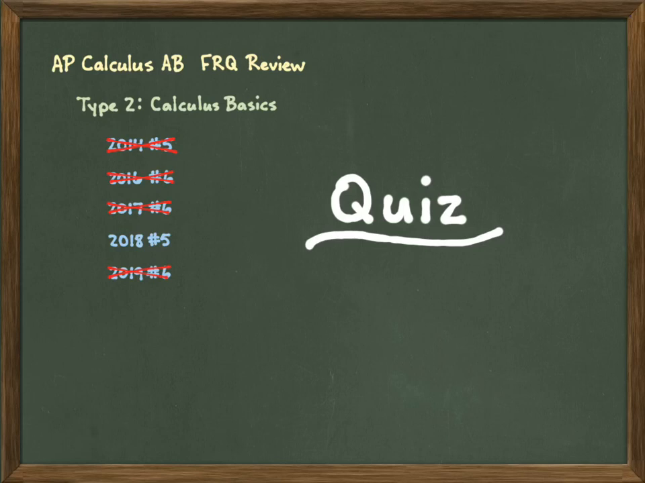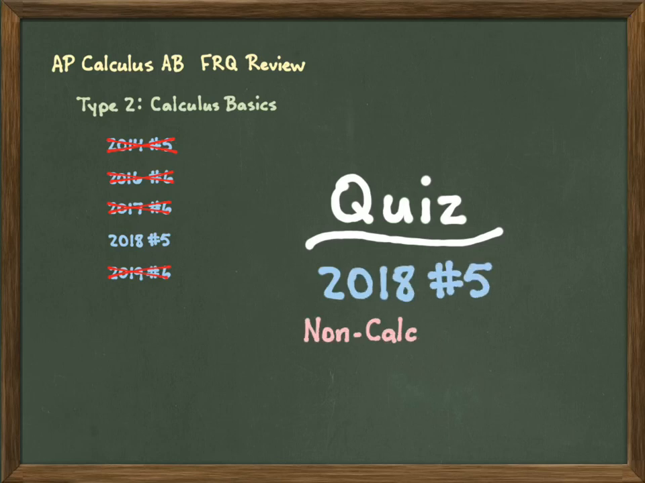This is going to be the last problem in our Type 2 review of Calculus Basics. You're going to do question number 5 from 2018. It's a non-calculator problem, so set a timer for 12 minutes. Do it on your own, and then come back and watch the next video to grade yourself.